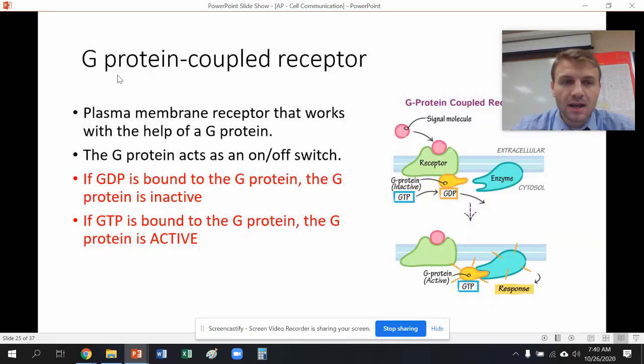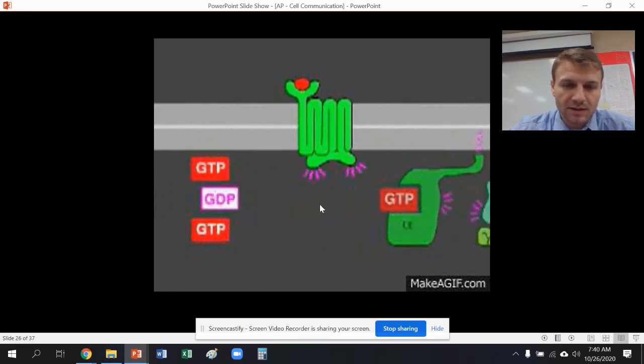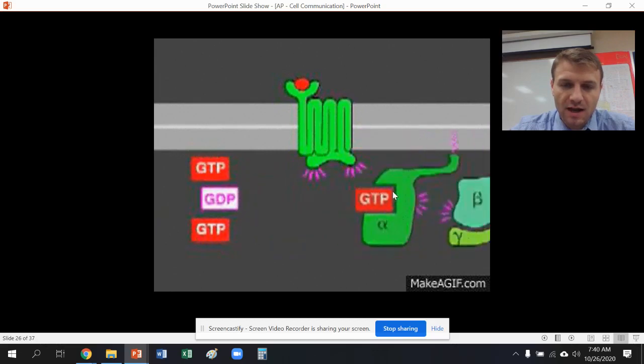The first are G protein coupled receptors. You can see here this signaling molecule is going to bond with a receptor. It's going to activate this G protein. The GDP molecule here is going to be replaced by GTP, which activates this whole protein, and it's going to send that molecule out to activate or deactivate other enzymes. But it's just called G protein. It's like a switch. Here's an image of it. You can see that GTP replacing the GDP and activating this molecule.